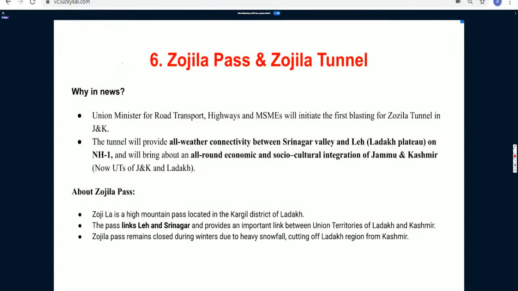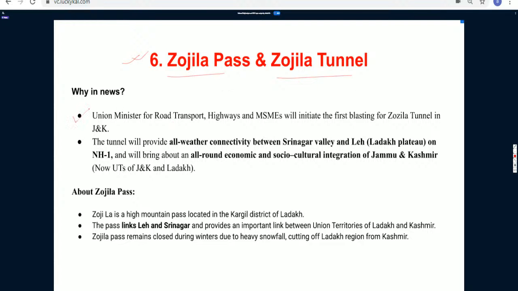Next topic is Zojila Pass and Zojila Tunnel. This topic was in news. We will not only talk about Zojila Pass, but we will also talk about 9 more important passes. So in all, we are going to understand about 10 mountain passes over here. So let us understand why Zojila Pass or Zojila Tunnel was in news.